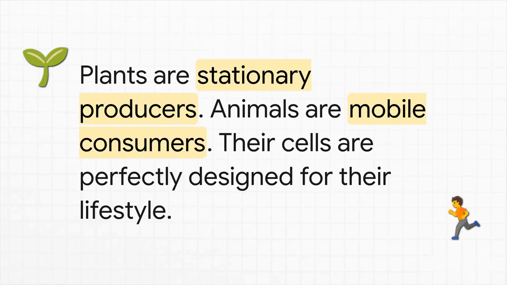So here's the main takeaway. Plants are stationary. They don't move. They need to be strong to stand up against gravity, and they need to make their own food. Their cell wall, their huge vacuole, their chloroplasts, they are all perfectly designed for that lifestyle. Animals, on the other hand, have to move. They need to find food, run from predators, you name it. Their flexible cells, without that rigid wall, are perfectly designed for their mobile lifestyle. The cells are literally built for the job.